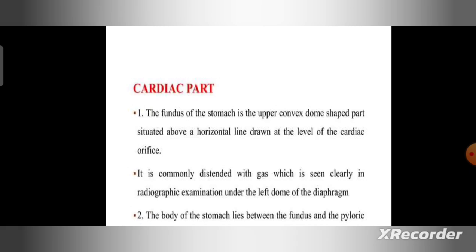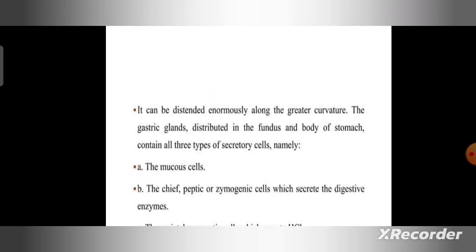The first part is the cardiac part. The fundus of the stomach is the upper convex dome-shaped part situated above a horizontal line drawn at the level of the cardiac orifice. It is commonly distended with gas, which is seen clearly in radiographical examination under the left dome of the diaphragm. And the body of the stomach lies between the fundus and the pyloric part, and it can be distended along the greater curvature.